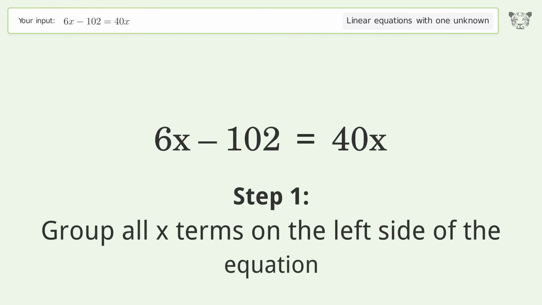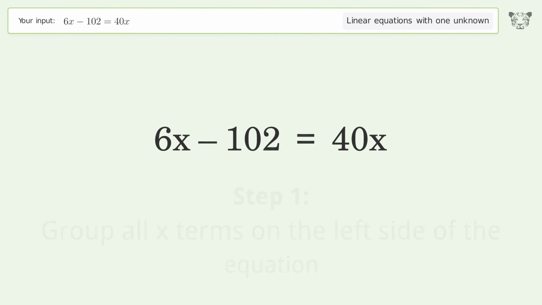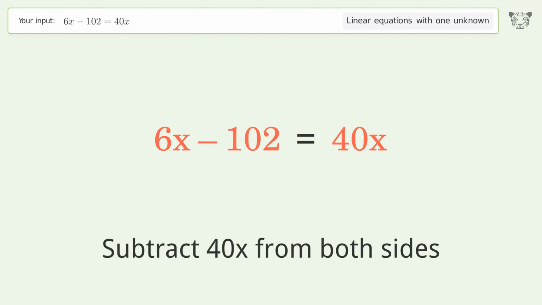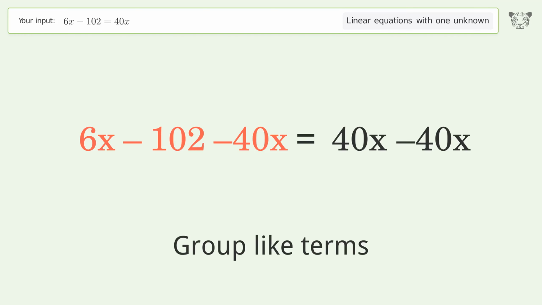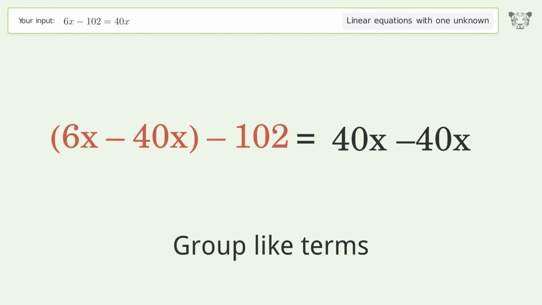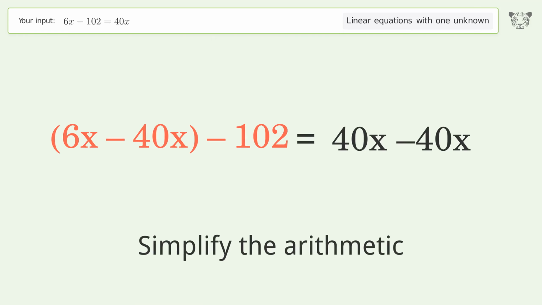Group all x terms on the left side of the equation. Subtract 40x from both sides. Group like terms. Simplify the arithmetic.